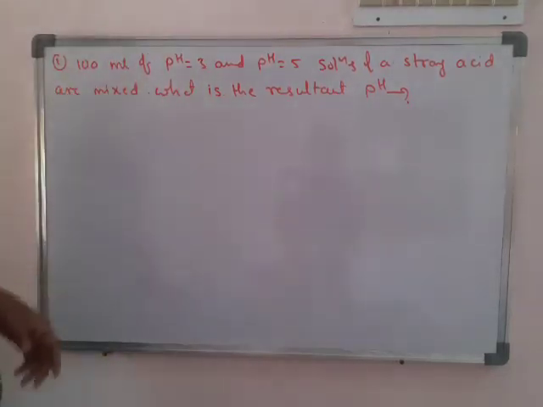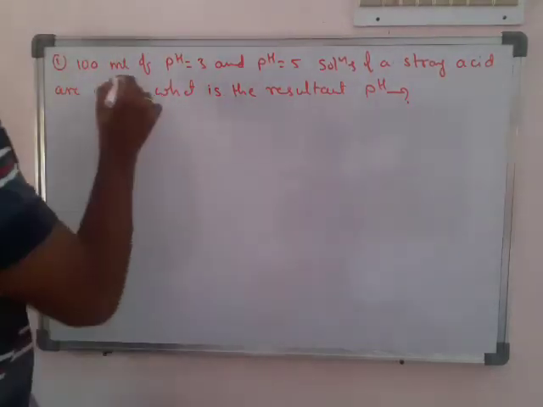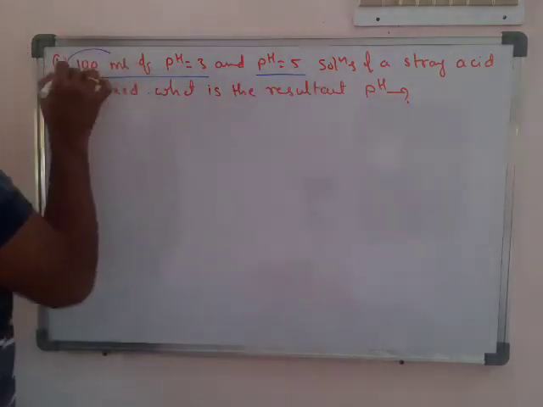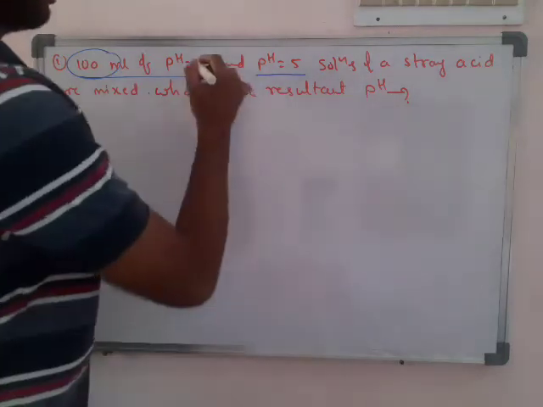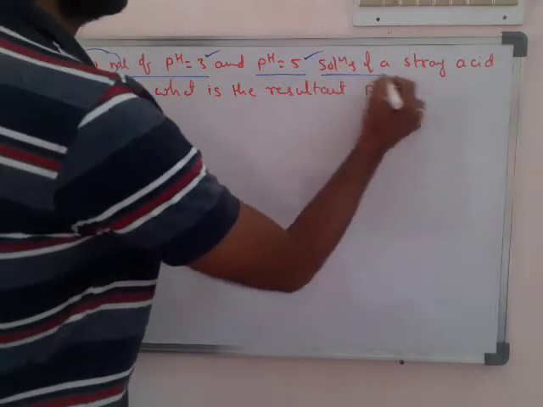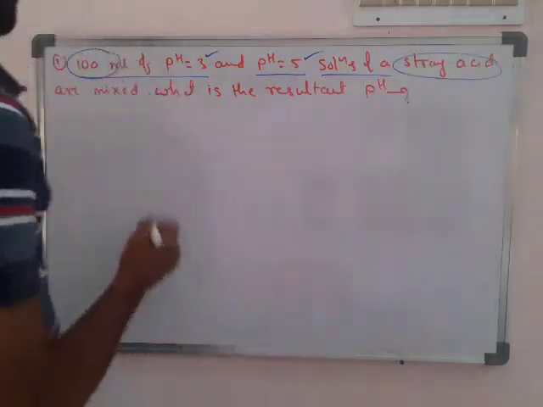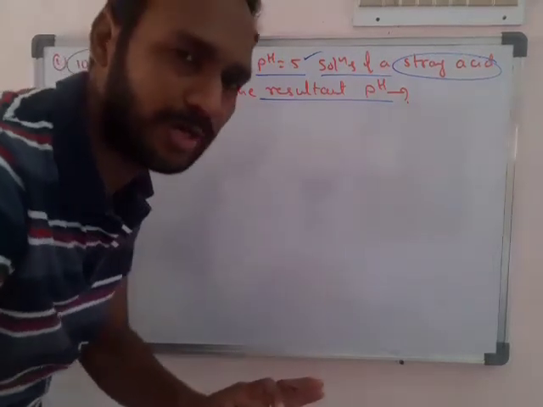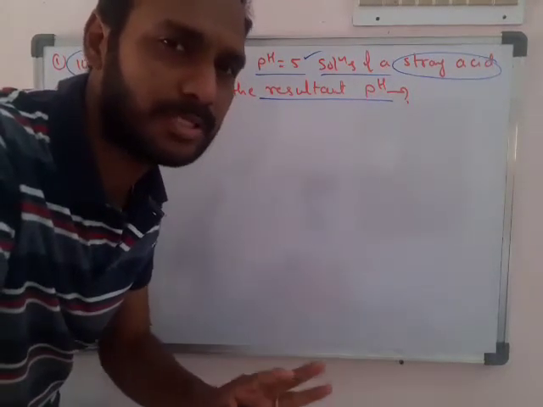So 100 milliliters each of two solutions, one having pH equal to 3 and the other having pH equal to 5. Solutions of an acid are mixed. So what is the resultant pH? We have to find out the pH of the mixed solution.